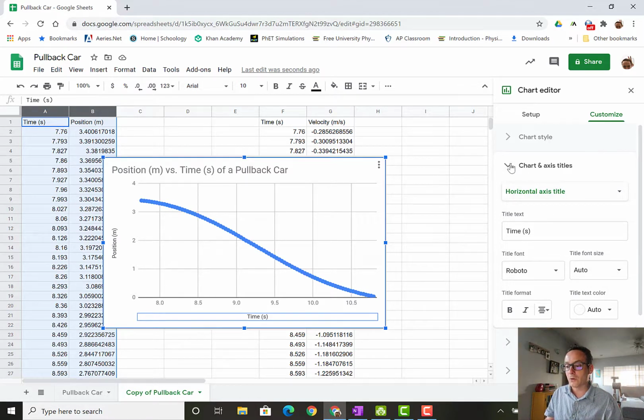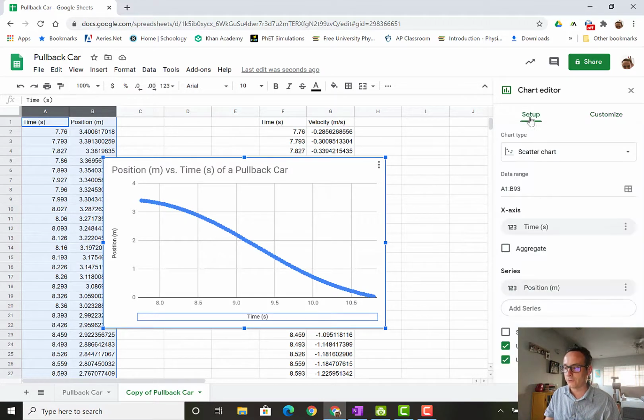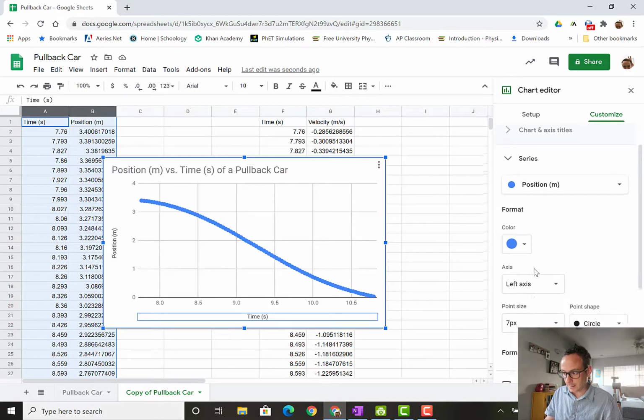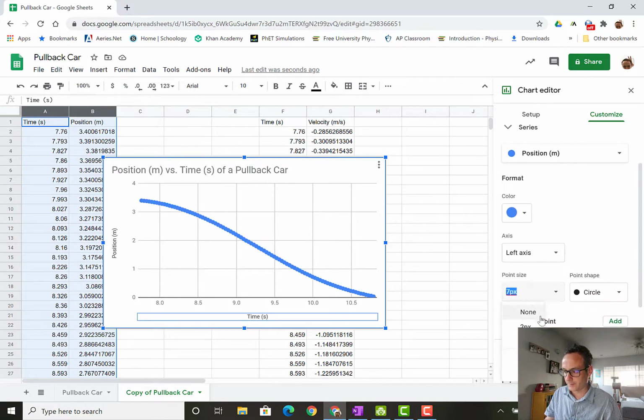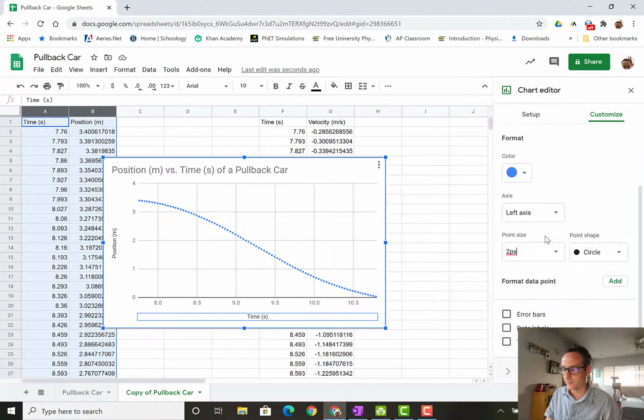So the next thing we're going to do is figure out a way to model this. How we're going to do that is we go down to where this editor is. Here's Setup. I'm going to go to Customize, then Series. Let's change the point size. I'm not liking this point size. That's nice, there we go. So there's all my data points. I just got so many data points, so I made them smaller there.